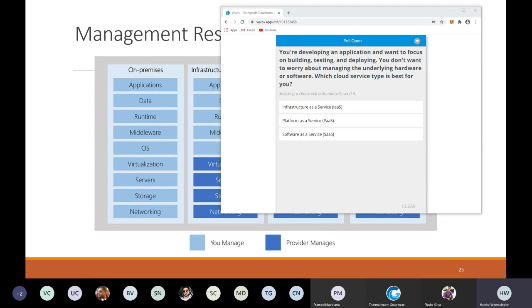You can see the question. It's asking, you're developing an application and you want to focus on building, testing, and deploying. You don't want to worry about managing the underlying hardware or software. What is suitable? Which cloud provider type is best for you?